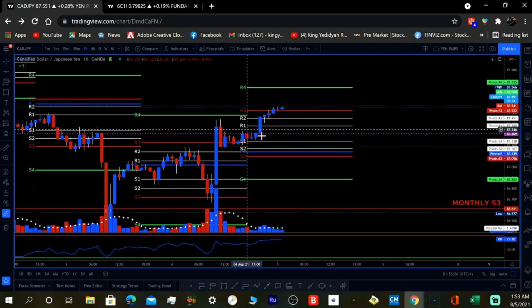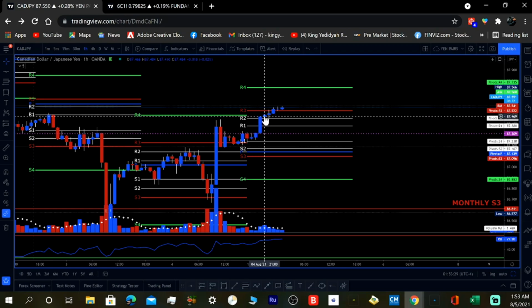So we pushed up to R2, and then we were kind of teetering right here, trying to get up to R3.